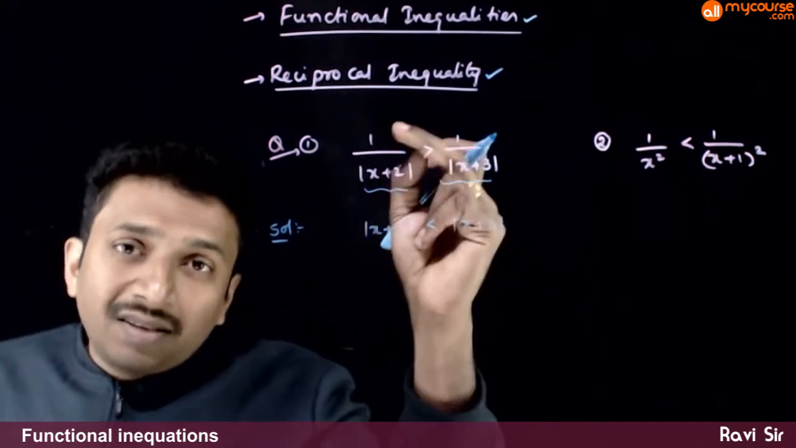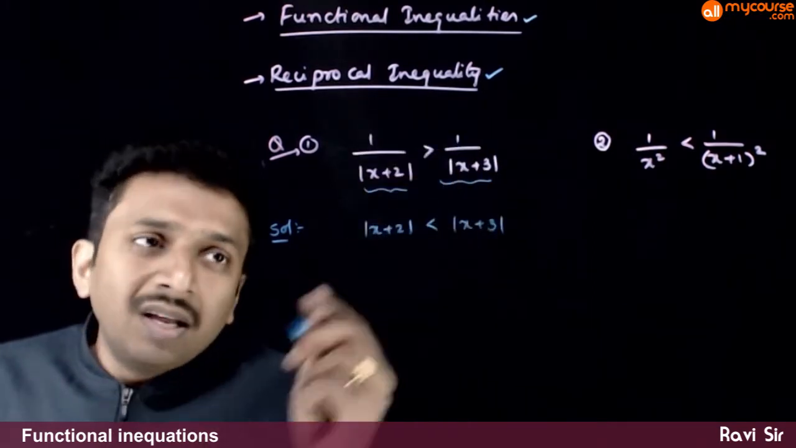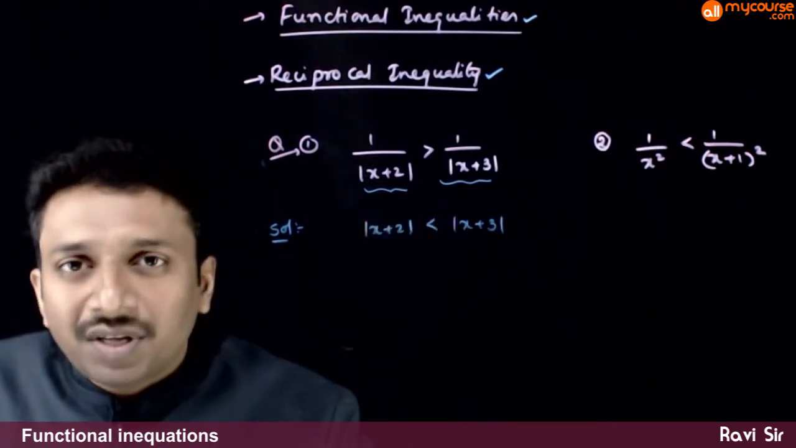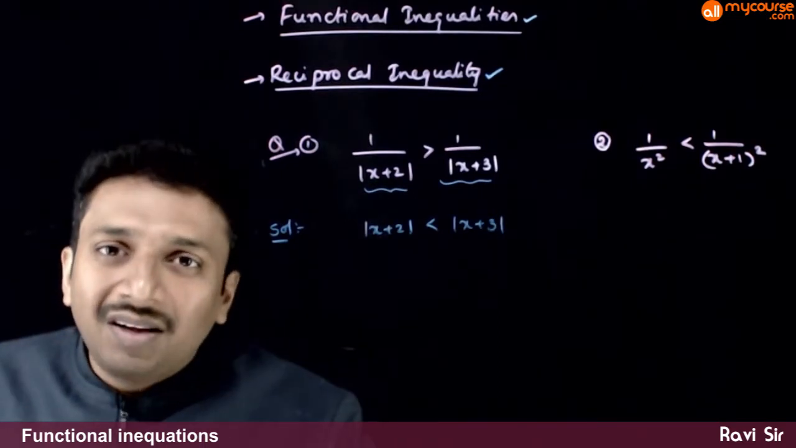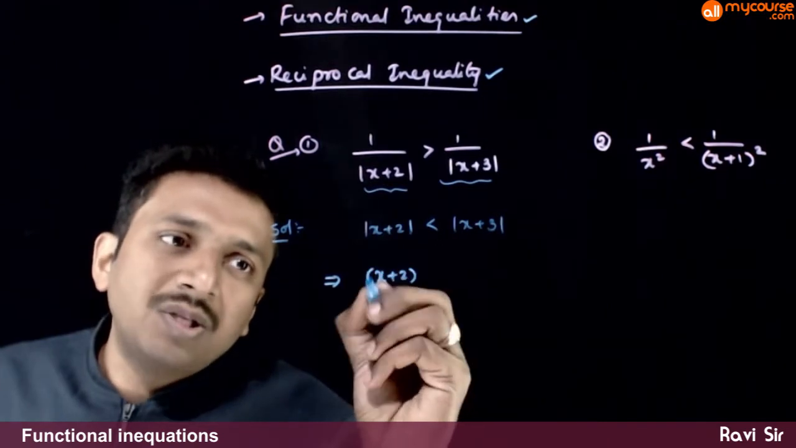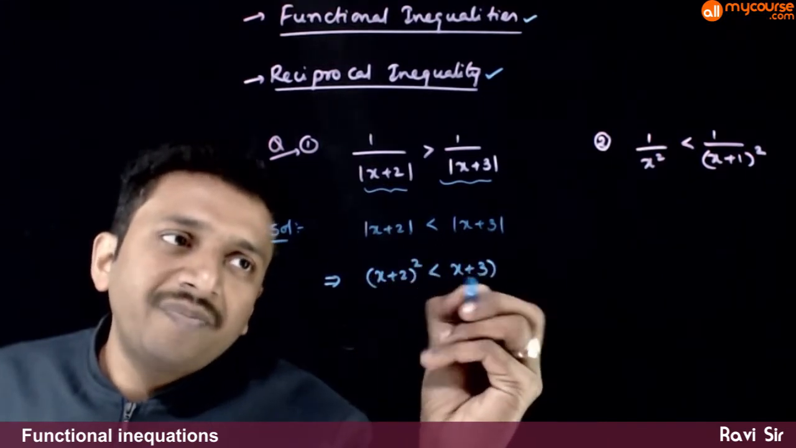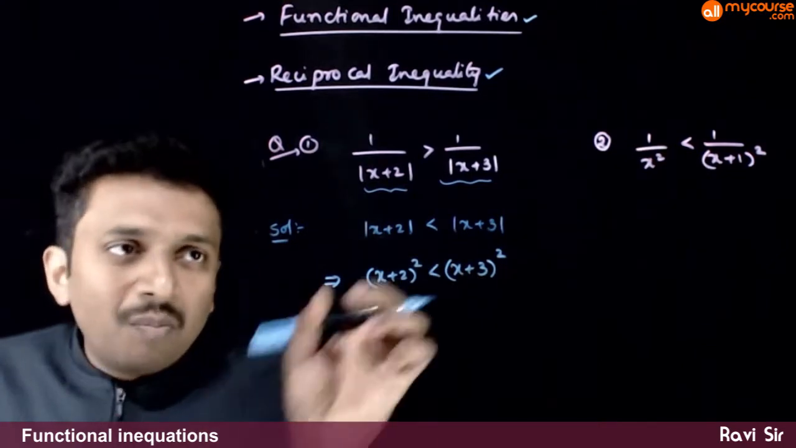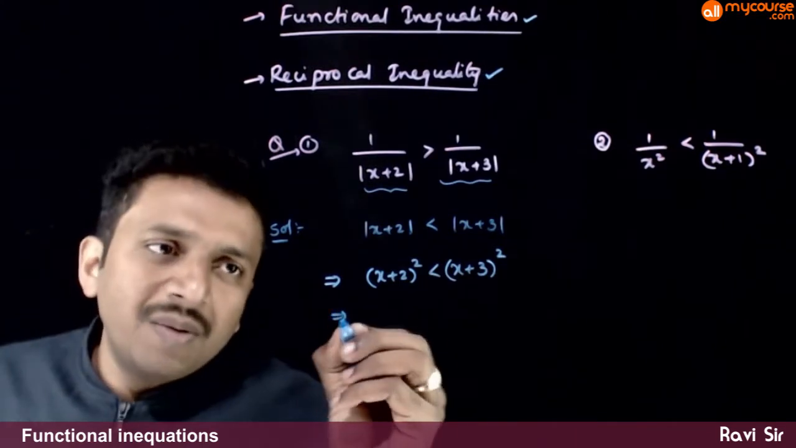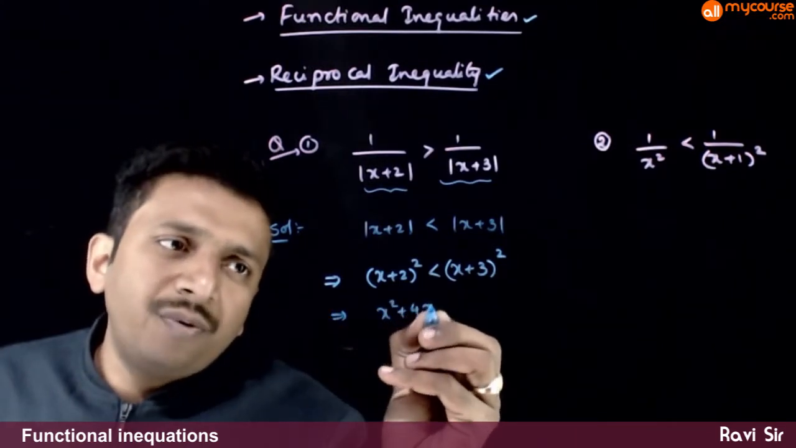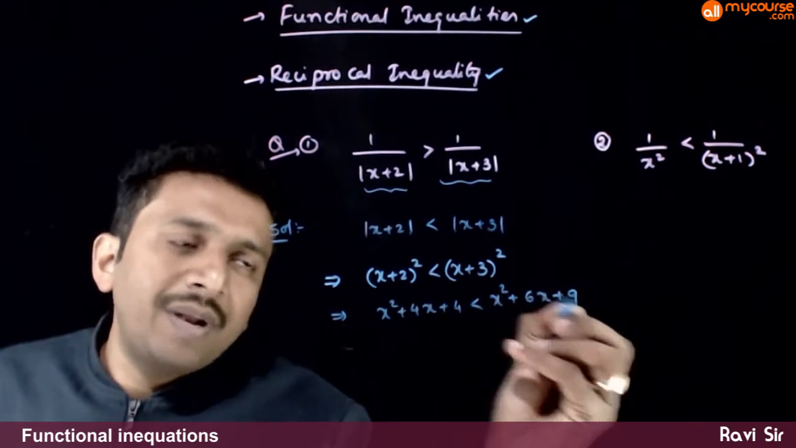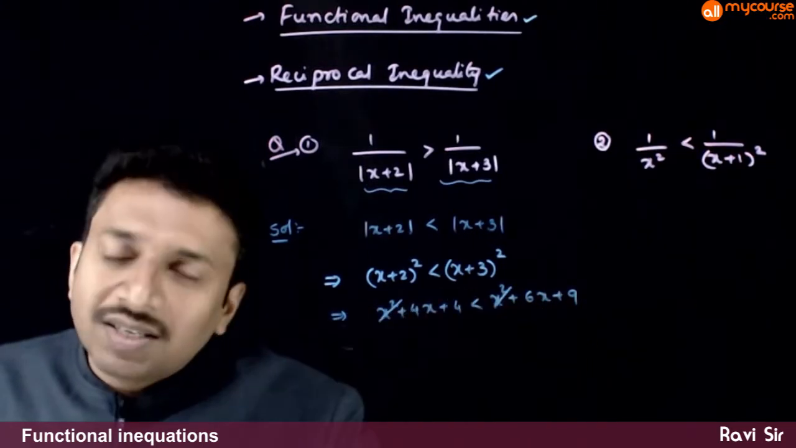Once you have applied the reciprocal inequality, now this has become a modulus inequality, of the form mod of something is less than mod of something. We have already learned in the topic of modulus inequality that this is exactly the same as (x plus 2) whole square is less than (x plus 3) whole square. Mod x is less than mod y implies x square is less than y square. So this implies x square plus 4x plus 4 is less than x square plus 6x plus 9. So x square and x square get cancelled.